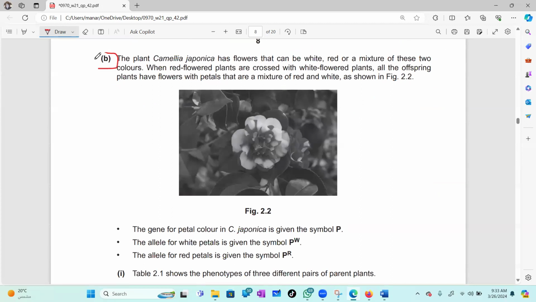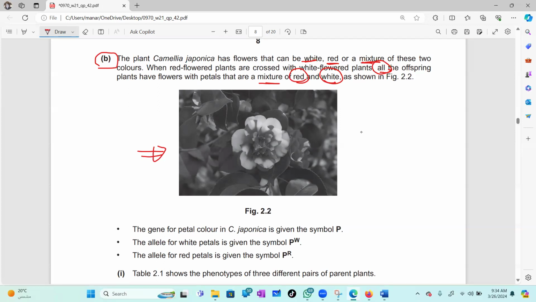Now, also this question, most of you got this question correct. The plant camellia has flowers that can be white or red or a mixture. So these are the phenotypes, white or red or mixture of these two colors. When red flowered plants are crossed with white flowered plants, all the offspring have flowers with petals that are a mix of red and white, both. So this is an example of what? When I have two phenotypes in one organism. This is what?